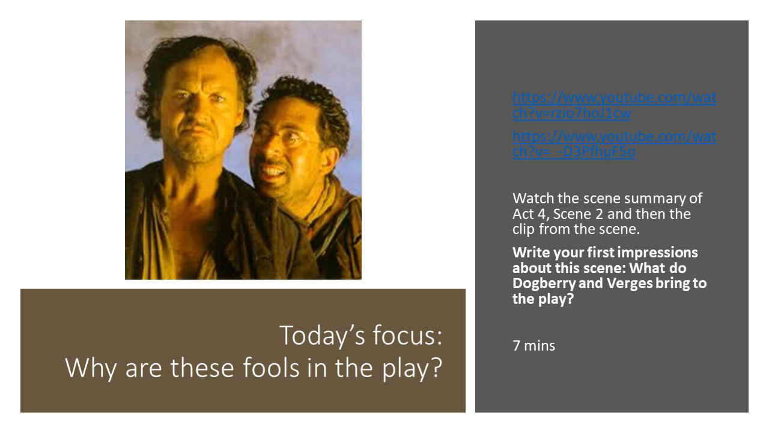So today's focus: who are these fools in the play? I'd like you to watch the scene summary of Act 4, Scene 2, and then the clip of the scene. Write your first impressions about the scene. What do Dogberry and Verges bring to the play? Pause the video for 7 minutes to watch the clips and answer these questions.